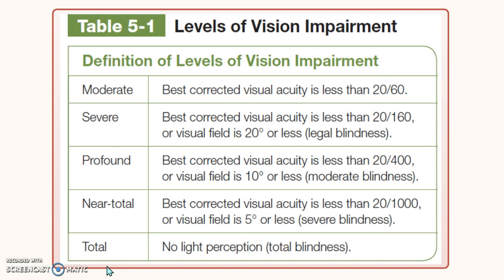Profound includes visual acuity of less than 20/400, or visual field of 10 degrees or less. Near total, visual acuity is less than 20/1000, or visual field is 5 degrees or less. And total, there's no light perception.